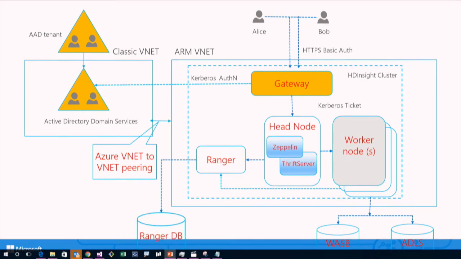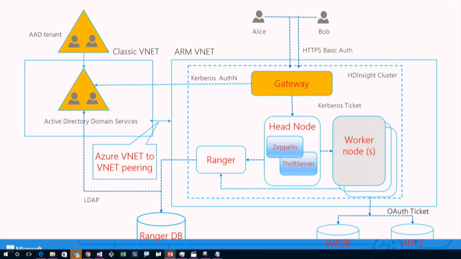So now, the head node is able to hit Ranger. Ranger can access the Ranger policies residing in the Ranger DB. The Ranger DB can also talk back to AD or ADDS, and then get back with the right level of access for the user around it.